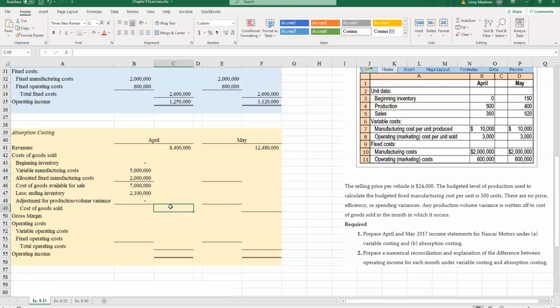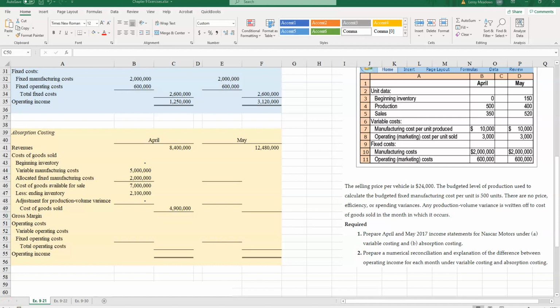So what is my cost of goods sold? My cost of goods sold is simply going to be what? My cost of goods available for sale minus my ending inventory minus my unfavorable or plus my favorable adjustment for production volume variance. So equals 7 million minus 2.1 million. My cost of goods sold under absorption costing is going to be $4,900,000.